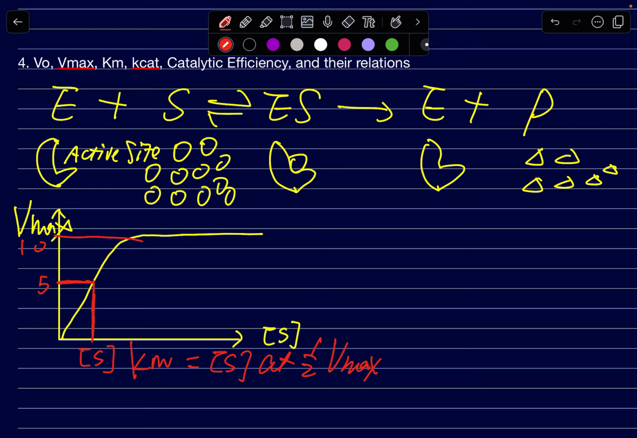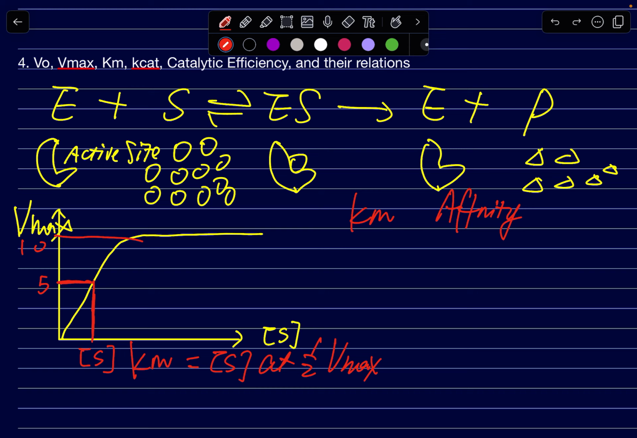So when you think of Km, I want you to instantly think about affinity. Affinity of what? Affinity of the enzyme and its substrate, like how tightly they can bind to each other. The stickiness between the enzyme and the substrate is called affinity. So the Km is always inversely related to affinity.